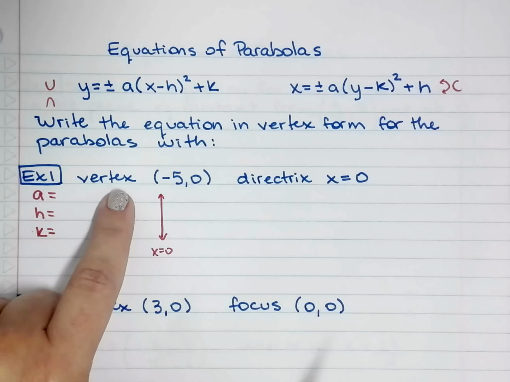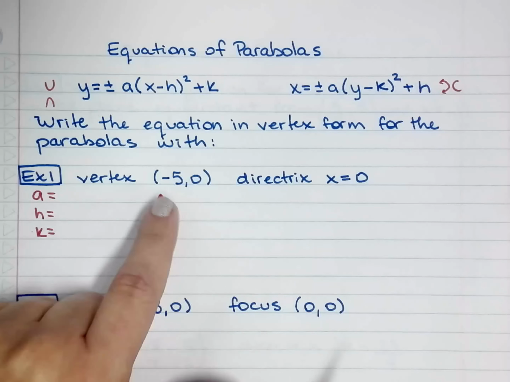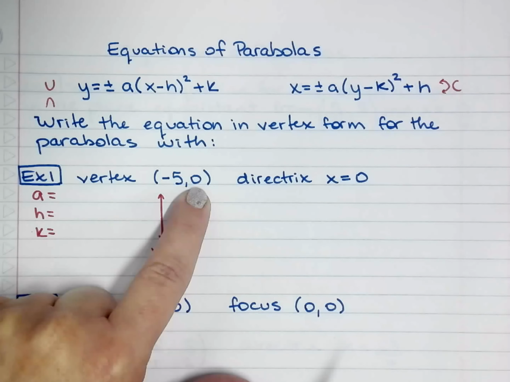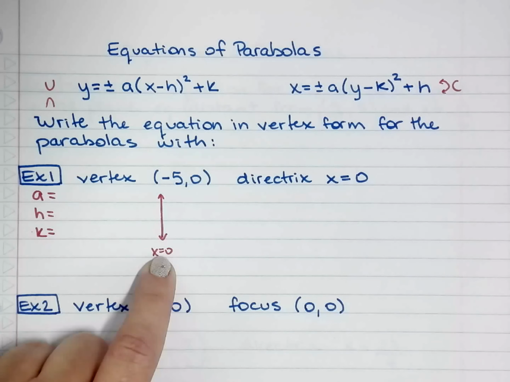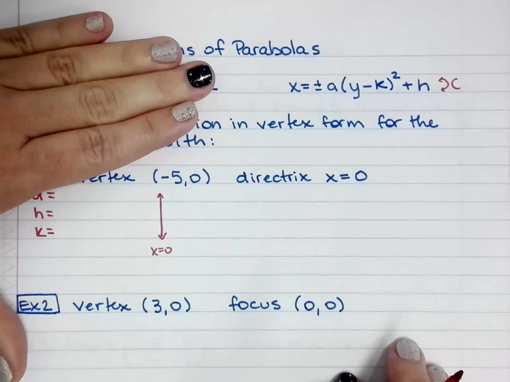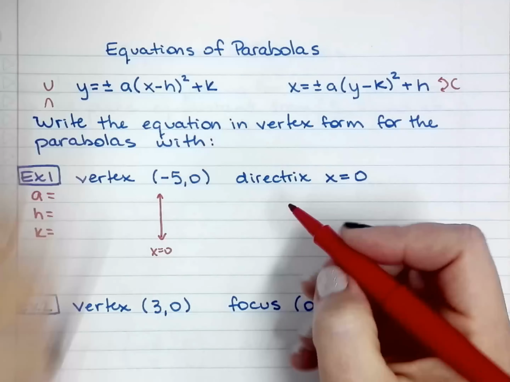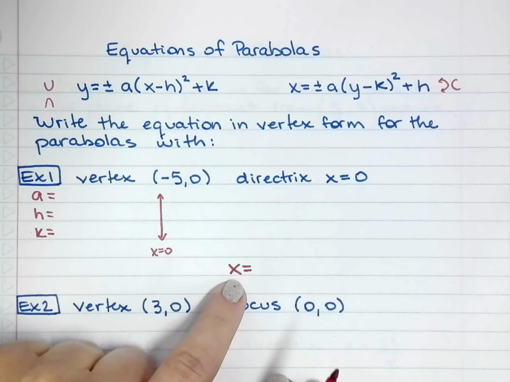So then I have the vertex here. The vertex of the parabola is -5, 0. At this point, because the vertical line is right there as my directrix, I know it is not going to be the y equals one. It's going to be an x equals parabola. It's going to be a sideways parabola. So I'm going to go ahead and get that started with the x equals for my final answer.